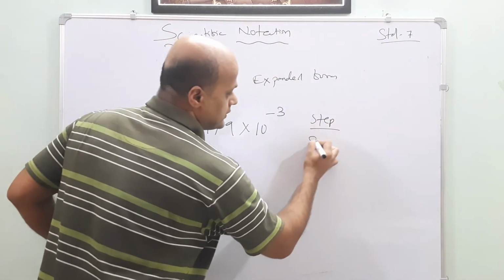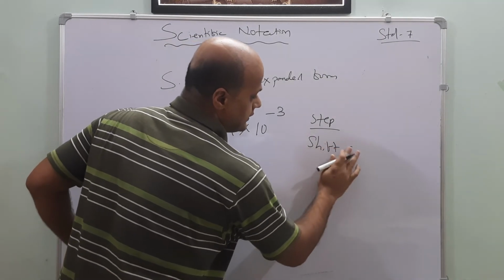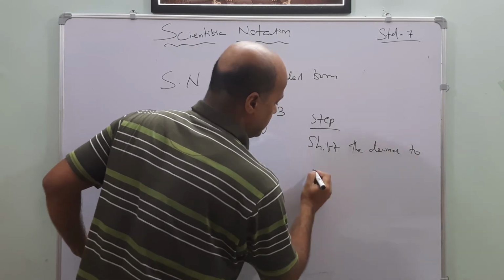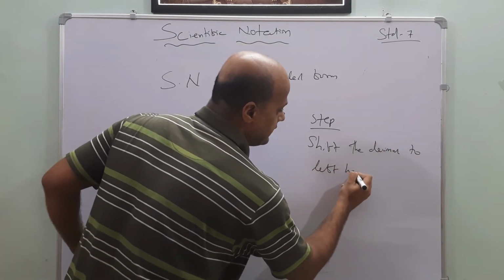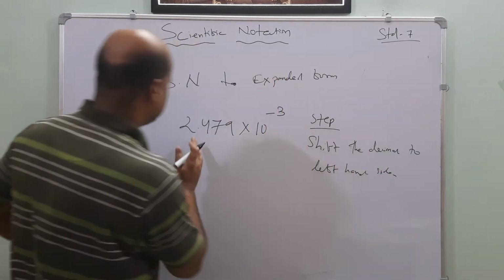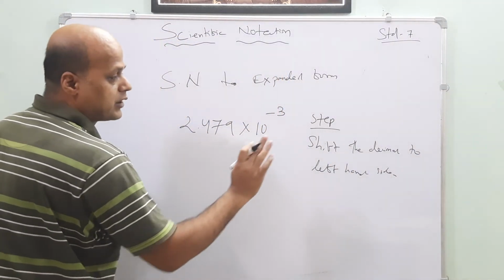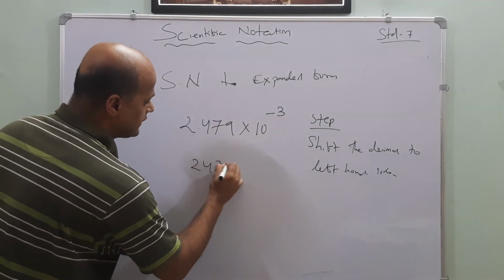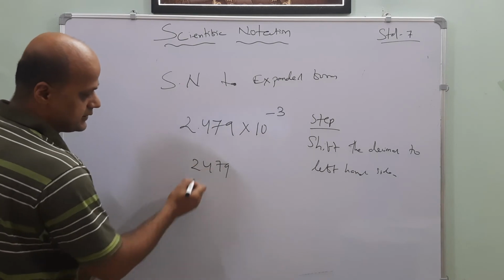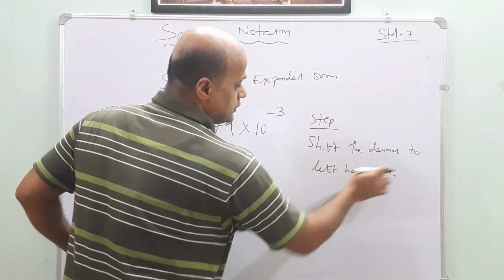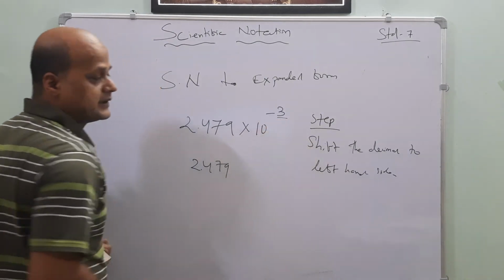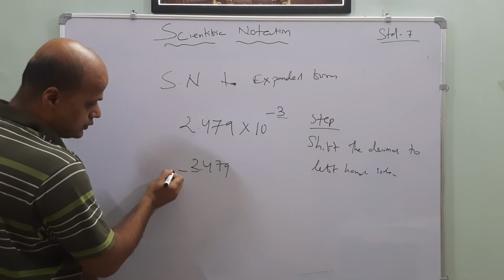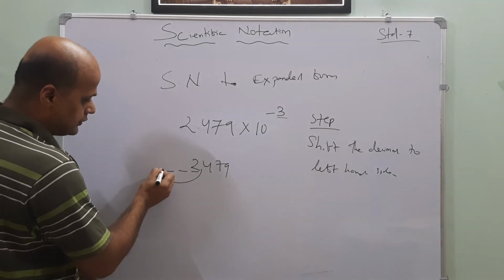shift the decimal to the left hand side. Means this is the left hand side. So first what do you have to do? Write the number first, 2479. Where is the decimal? Here. Now shift to the left hand side. How many places do you have to take? 3. So here, see, to this side 1, 2, 3, and the decimal will come to here.